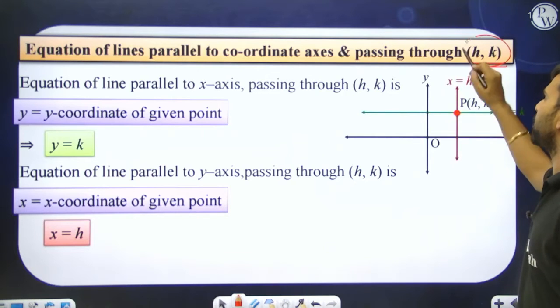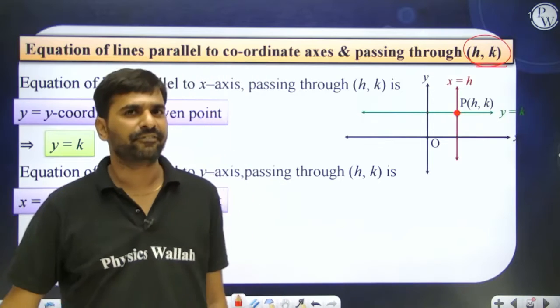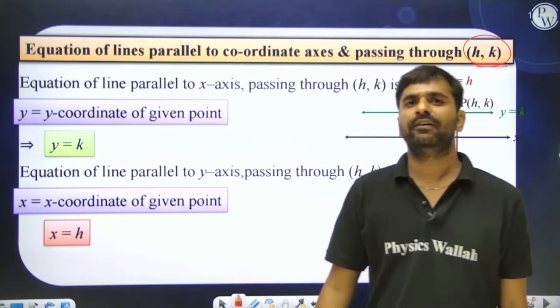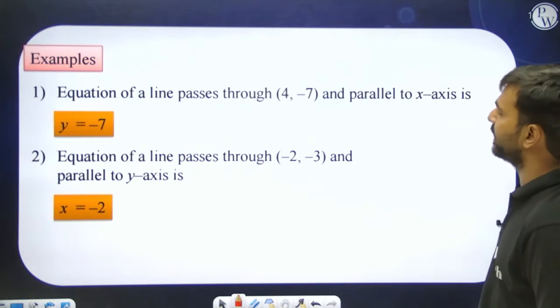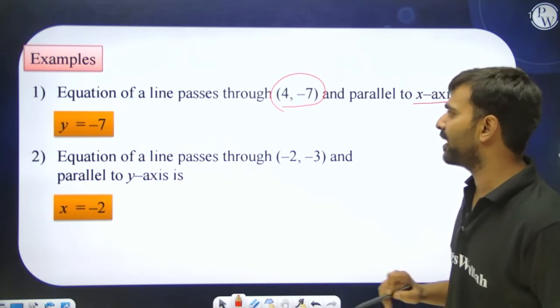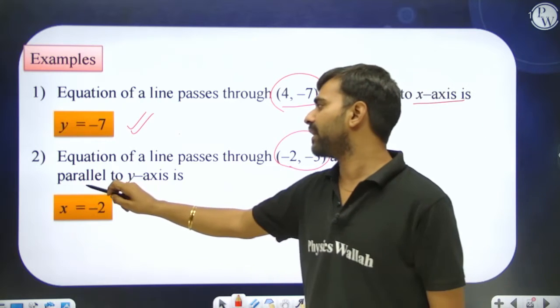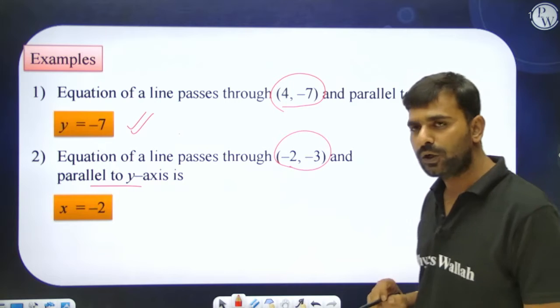If a line is parallel to x-axis and passing from h comma k, the line will be y equal to k, and if a line is passing through h comma k and parallel to y-axis, it will be x equal to h. A line passing through 4 comma minus 7 and parallel to x-axis will be y equal to minus 7, and a line passing through minus 2 comma minus 3 and parallel to y-axis will be x equal to minus 2.